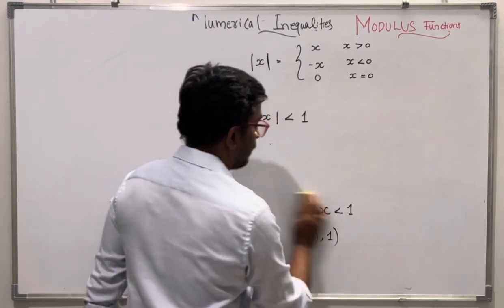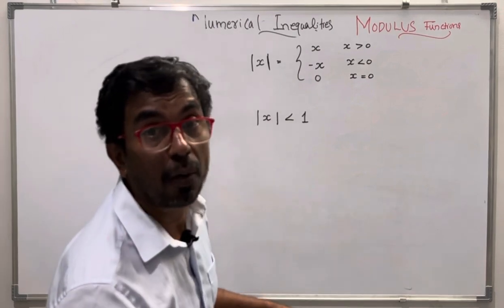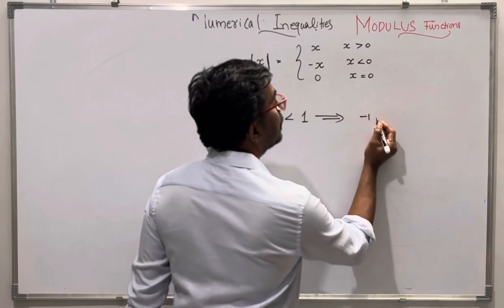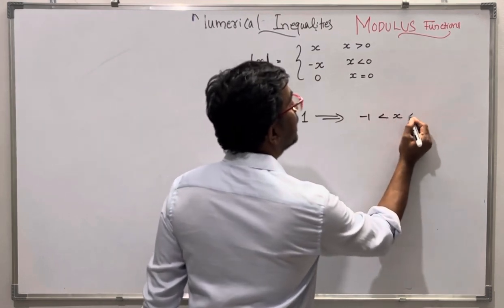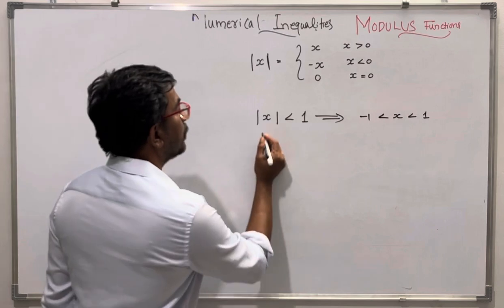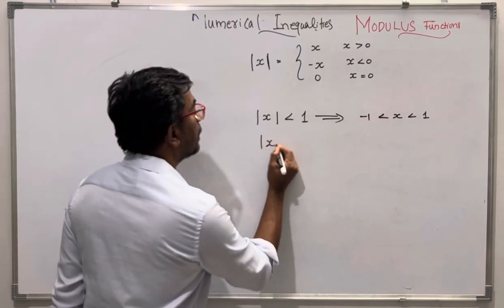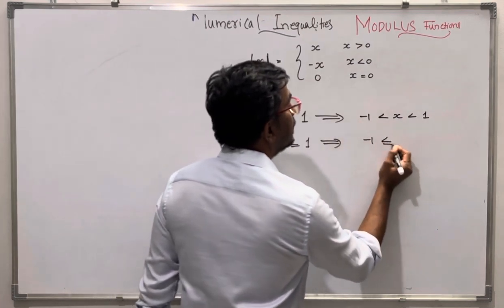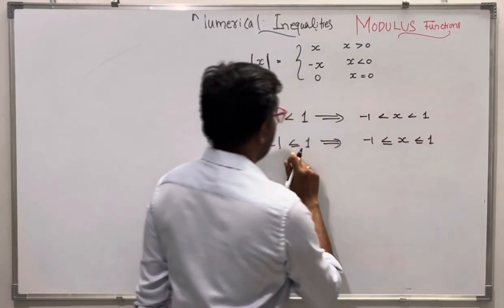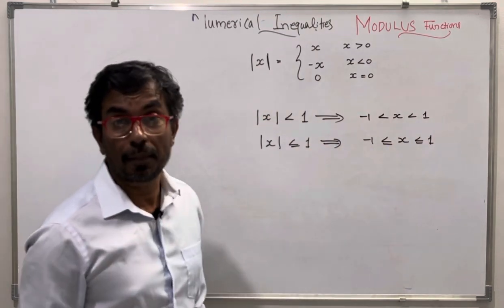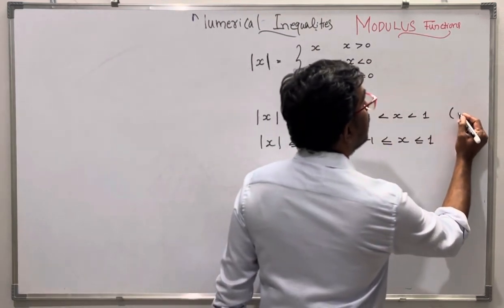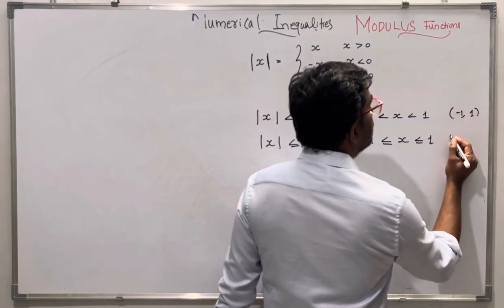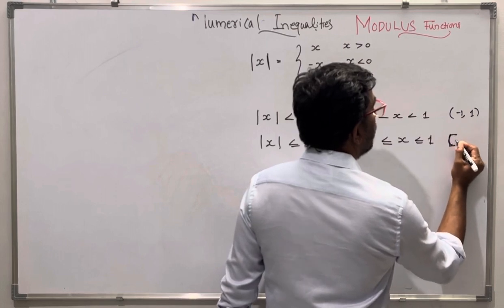What I want you to learn by heart, which I am going to use to solve, is this: mod x less than 1 implies minus 1 less than x less than 1. I can add one more thing: mod x less than or equal to 1 implies minus 1 less than or equal to x less than or equal to 1. There is an equal sign, place the equal sign here. That's all. Or in another way, we can write this as the closed interval minus 1, 1.